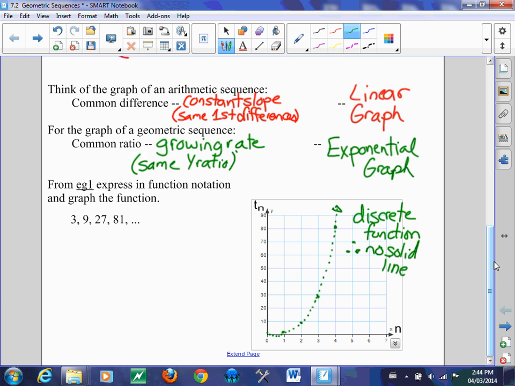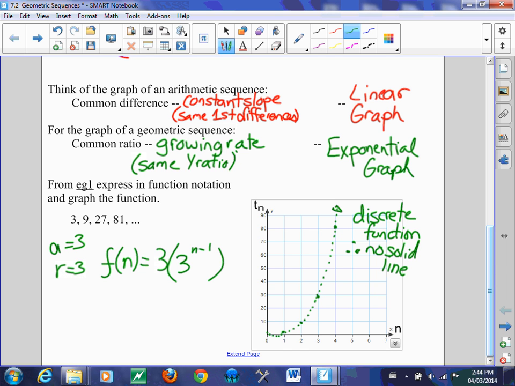Now it says to express this in function notation. The first thing we have to realize is what's our A? A equals 3, and what's our R? From above, R equals 3. So to do function notation, f at n equals A, which is 3, times R, which is 3, to the n minus 1.